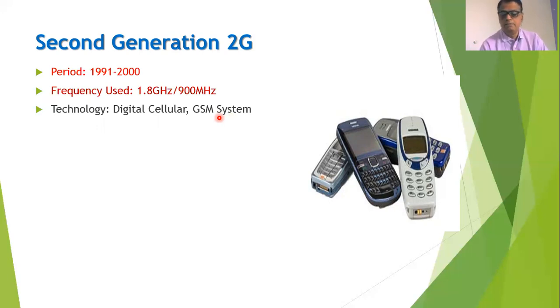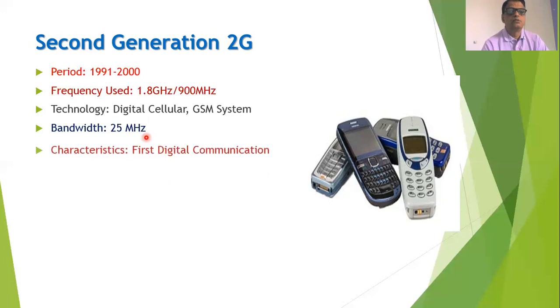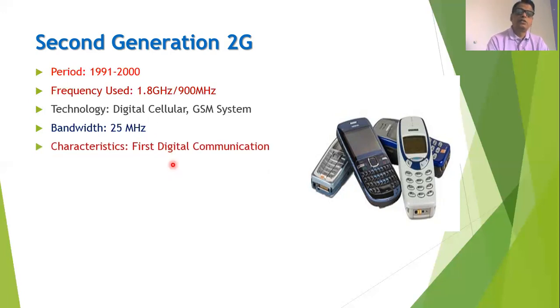This technology was very popular and people started using it. Since the requirement increased, the bandwidth requirement for 2G mobile phones was also enhanced, and a bandwidth of about 25 megahertz was required for their operation. The characteristic of this technology was that it was the first digital communication technology. Earlier to this, we had only analog technology, but this was digital technology.